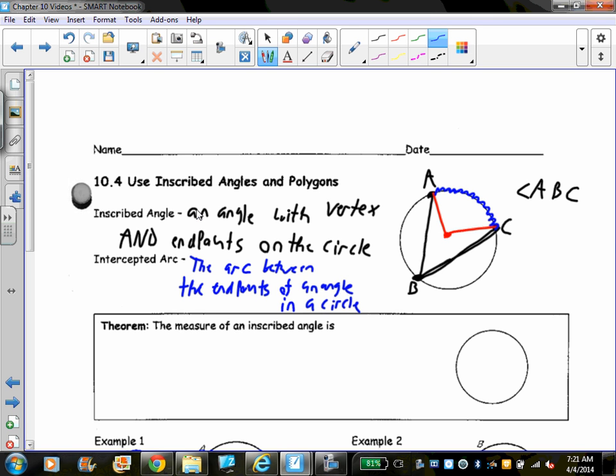So this is going to help us with a theorem here. The measure of an inscribed angle is, and this is always going to be true, 1/2 the measure of the intercepted arc.